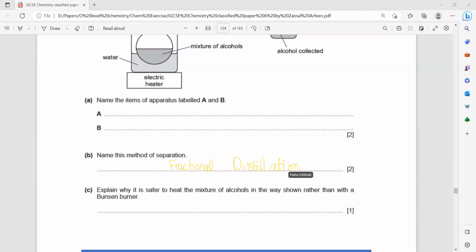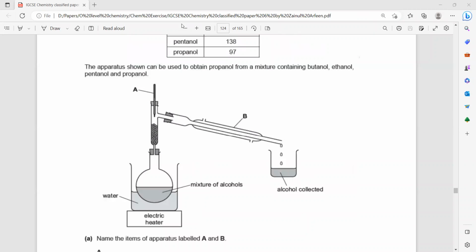How do we know whether the diagram is distillation or fractional distillation? That's a good question. Look, how you can simply identify it: the simple difference is that there is a fractionating column with beads. If the apparatus is for fractional distillation, these beads are there. But if it is a simple distillation apparatus, this part won't have beads, so you can clearly identify it as simple distillation rather than fractional distillation.